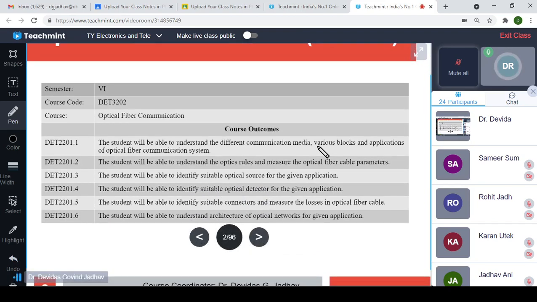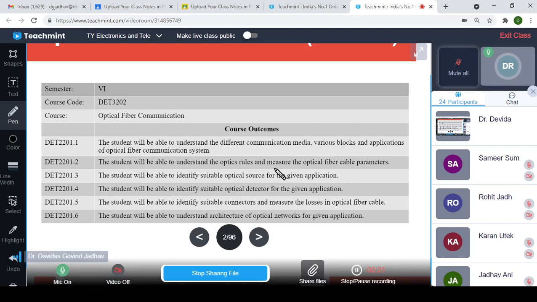system. Students will be able to understand the optics rules and measure the optical fiber cable parameters. Students will be able to identify suitable optical source for given application. Students will be able to identify optical detector for a given application. Students will be able to identify suitable connector and measure the losses in the optical fiber cable. Students will be able to understand the architecture of the optical networks for a given application.